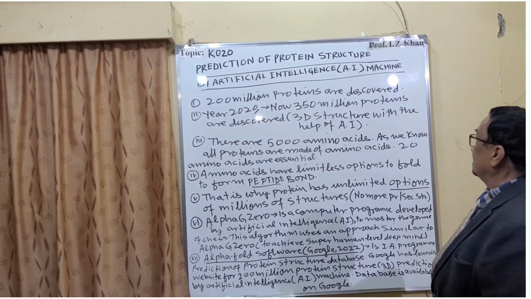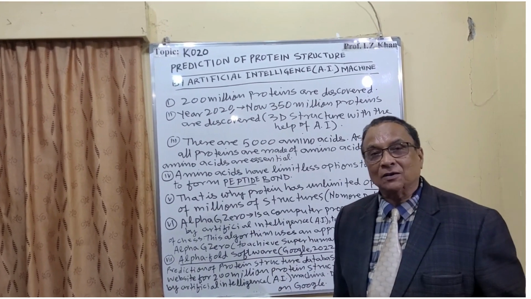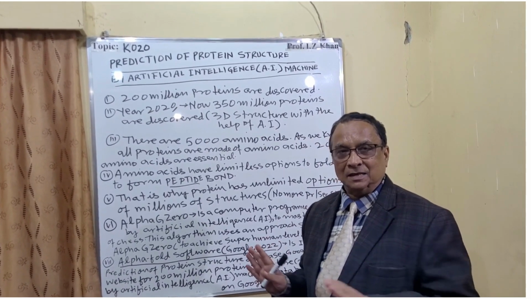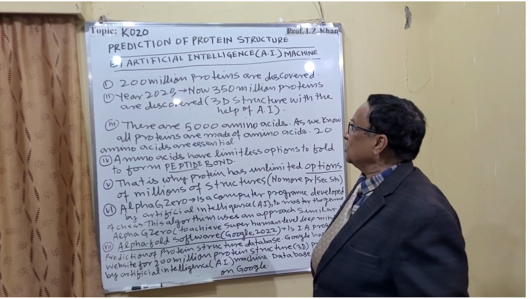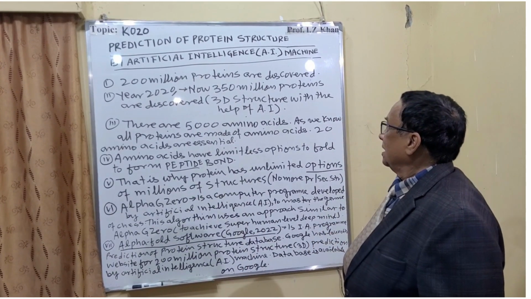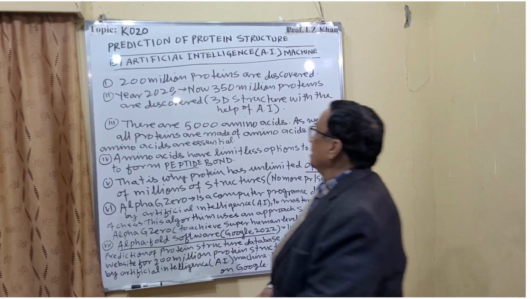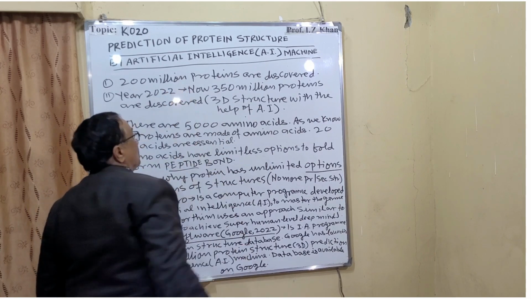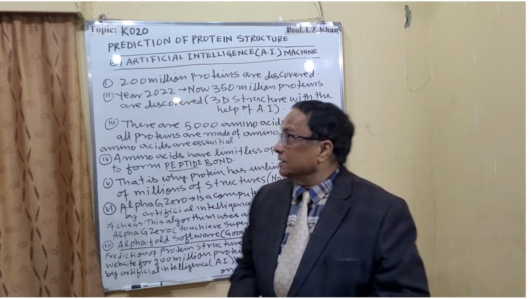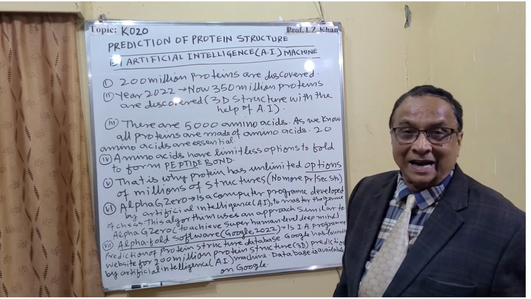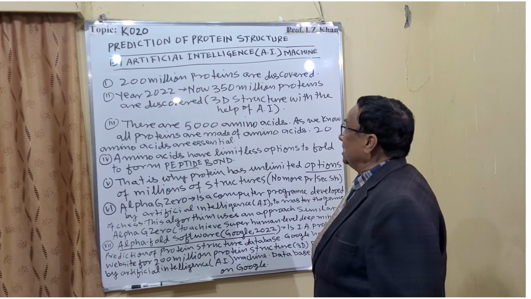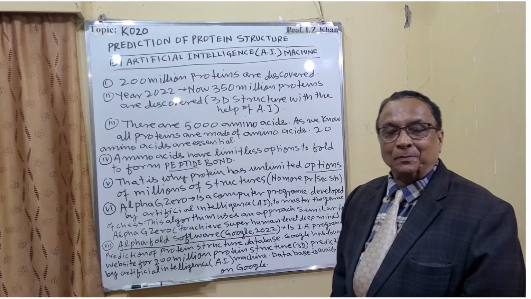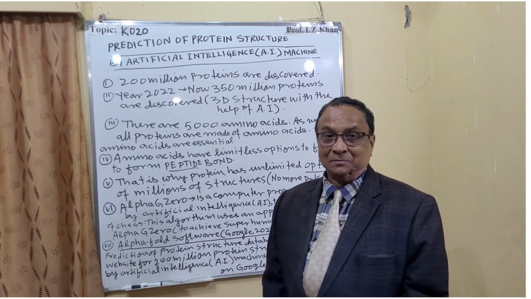200 million proteins are discovered by making use of artificial intelligence machine. The same thing what I have mentioned, I am giving point wise. Number two, year 2022, sorry, correct it, year 2022, means today, to our best information and knowledge, now 350 million proteins are discovered, and that is 3D structure with the help of artificial intelligence machine.